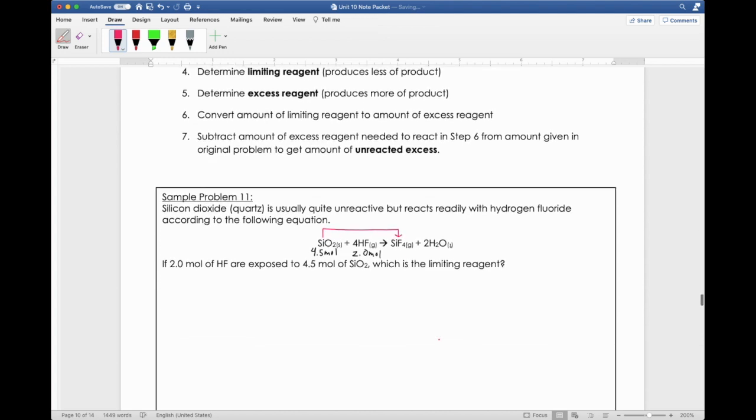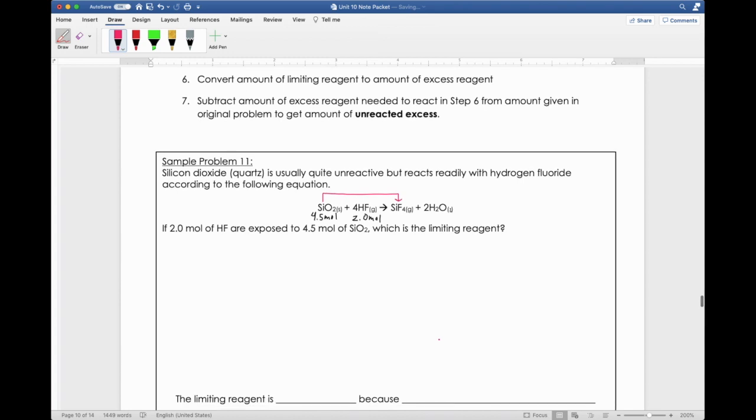It's not asking us for the mass. So again, make your life easy. If it's not asking for mass, don't do it. Let's just find the number of moles. So I'm going to color code these problems. It's much easier to do it that way. So 4.5 moles of SiO2.